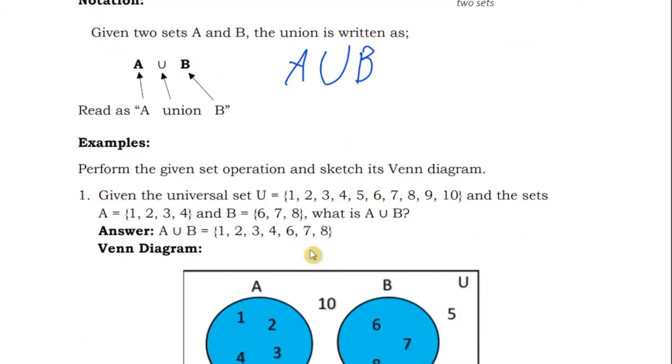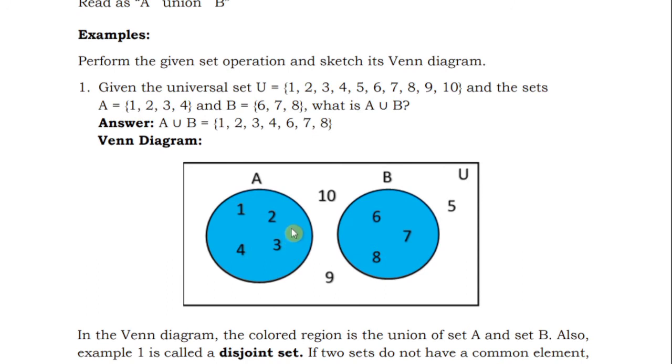Like for example, we have here the given universal set 1, 2, 3, 4, 5, 6, 7, 8, 9, 10, and set A is 1, 2, 3, 4, while B is the set 1, 6, 7, 8. What is A union B? So we're going to associate all elements that can be found in both sets. Since we have 1, 2, 3, 4 for A, and 6, 7, 8 for B, if we unite everything, A union B is equal to the set of 1, 2, 3, 4, 6, 7, 8.